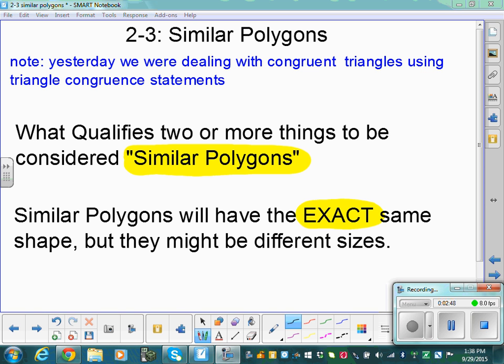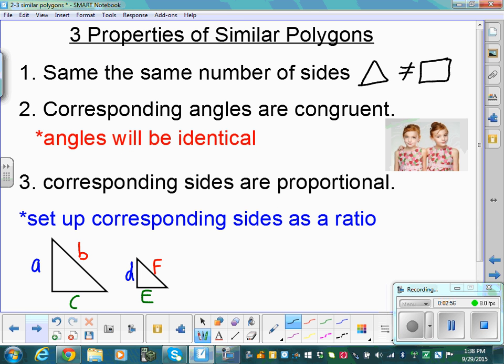Now these are the 3 characteristics that qualify something to be similar polygons. You'll want these things down. So these are the 3 properties of similar polygons. The first one, it's pretty simple, pretty basic, guys. The same number of sides. So if they are similar polygons, they'll have the same number of sides. Pretty straightforward, right? A square is not going to be similar to a triangle. Does that make sense? Pretty easy.